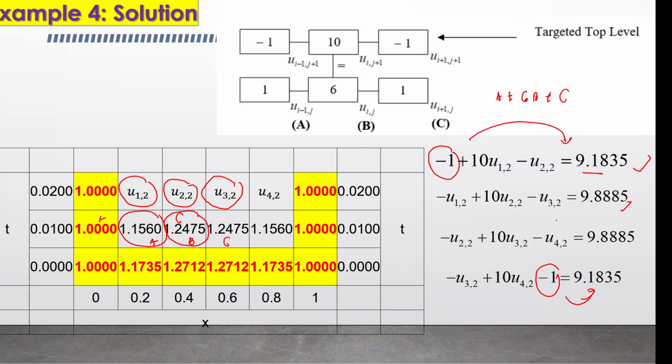Okay, the third one, the second is 9.8885. Quickly, you see here U12, 10, U22, U32. X is moved one column to the right. So U12 becomes U22, U22 becomes U32, U32 becomes U42 later on. When the last equation, negative U32, U42, this is -1. So collect here. Okay, too fast. Then we look at the third one slowly like this.